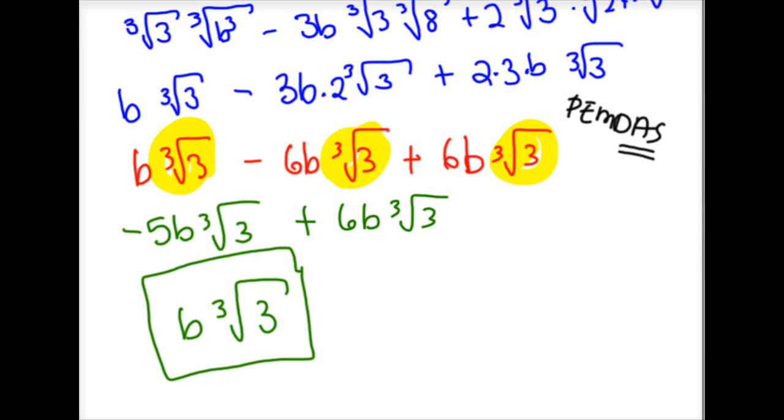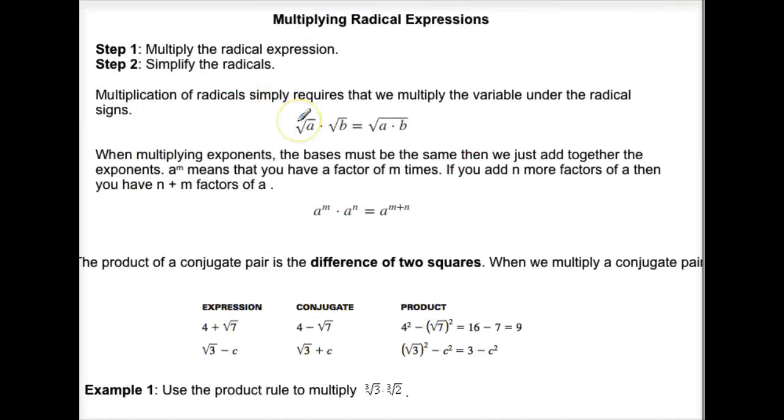The last thing that we want to talk about today is how do we multiply radical expressions? Multiplying radical expressions is two things again. We multiply the radical expression and then we simplify. So just some really quick recap. Multiplication of radicals requires that we multiply the variables under the radical sign.